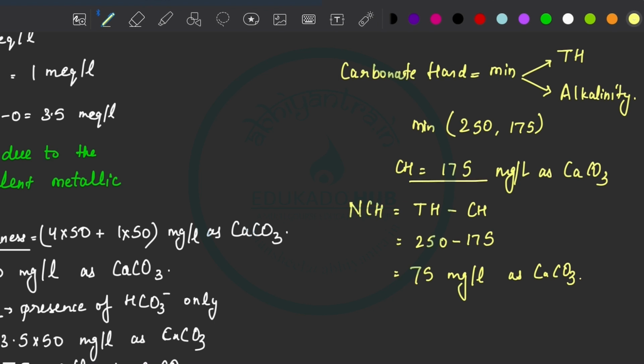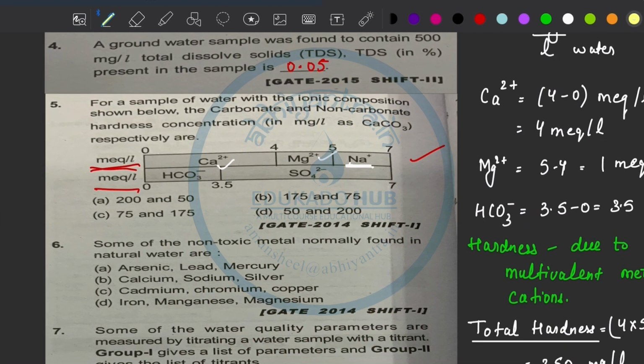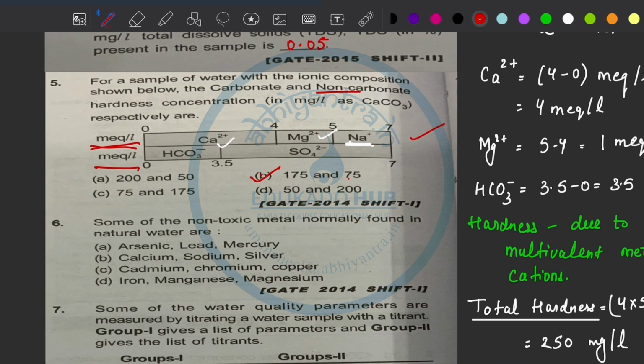So the answer should be carbonate hardness 175, non-carbonate hardness 75. Is there any option like this? So the carbonate hardness is 175 and non-carbonate hardness is 75. Option B is the answer. Okay, let us see the next question, which is question number 6.